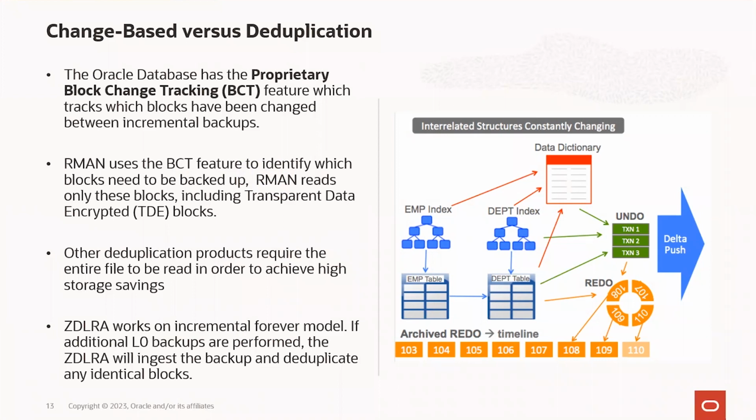As mentioned previously, other deduplication products require the entire file to be read in order to achieve the high storage savings. Next slide.